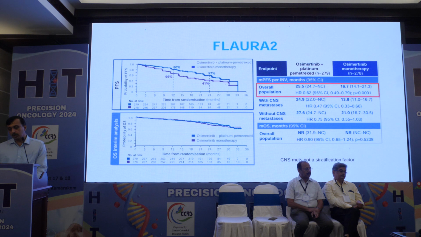The PFS was significantly improved when we combined osimertinib with chemotherapy, 25.5 versus 16.7 months. So gradually over 10 years, we are coming from 11 months to 18 months to 25.5 months. So gradually the PFS is improving. And because of the CNS penetration of osimertinib, the same thing was seen even with CNS metastases. Overall survival is definitely not reached as of now, so maybe we have to wait a couple of years for that. But it may not change because of patient condition.